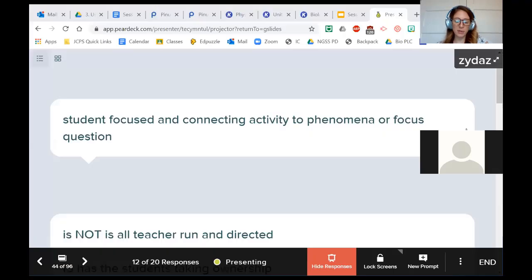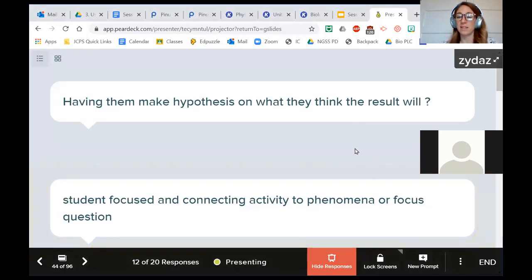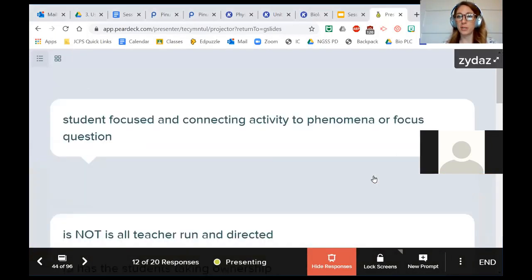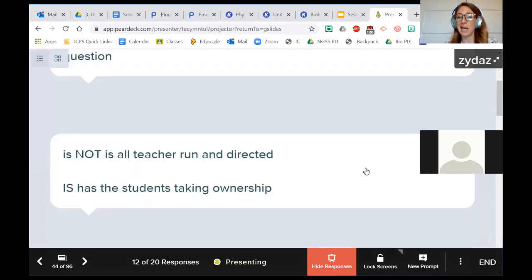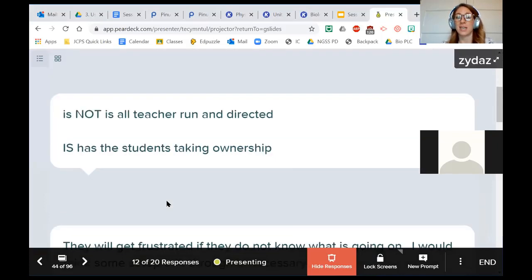All right, so I have some good comments here that I feel are important to share because, again, it's a pretty big shift in learning. So we have having them make a hypothesis on what they think the result will be, student focused and connecting the activity to the phenomenon or focus question. It is not all teacher run and directed. It is the students taking ownership.